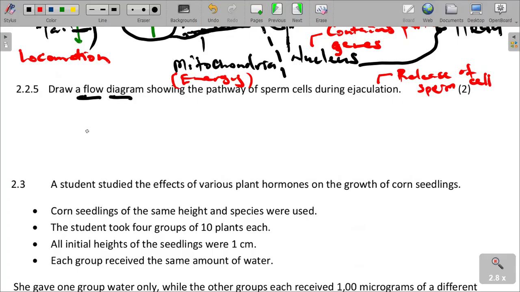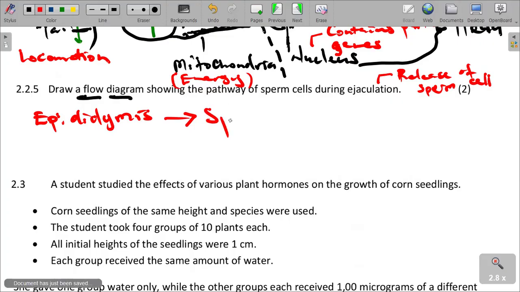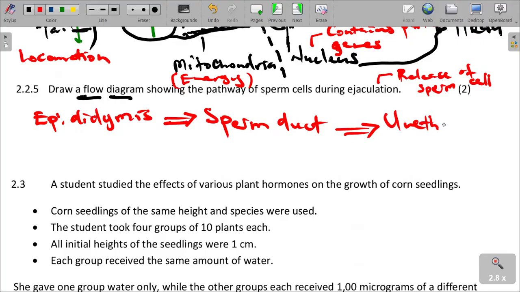ejaculation. So now, what we need to know is that the sperms are stored in the epididymis for them to mature. So we have got the epididymis, and then from the epididymis, the sperms are taken through the sperm duct. The sperm duct, sperms are taken to the what? To the urethra. Sperms are taken to the urethra.